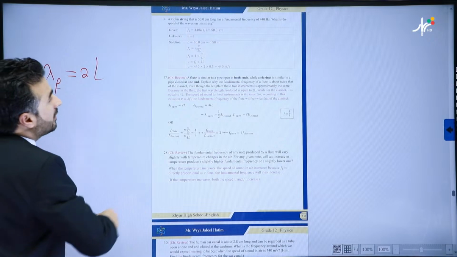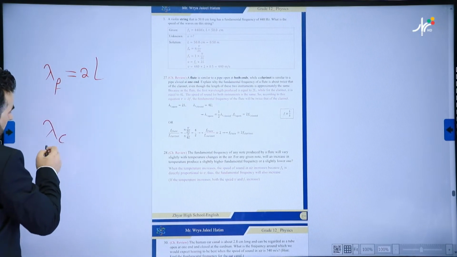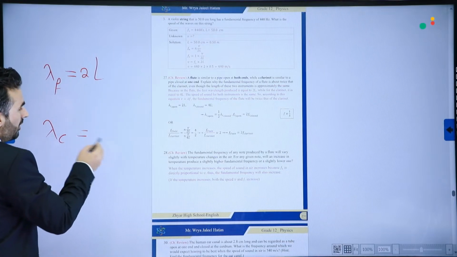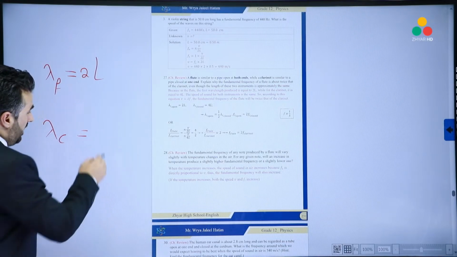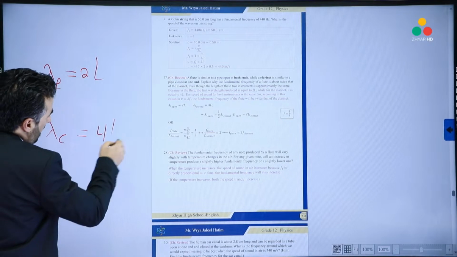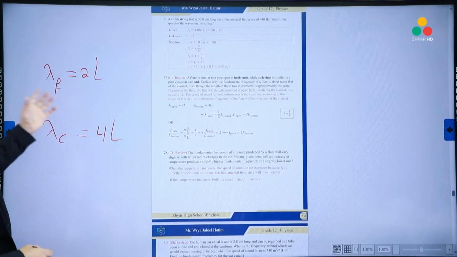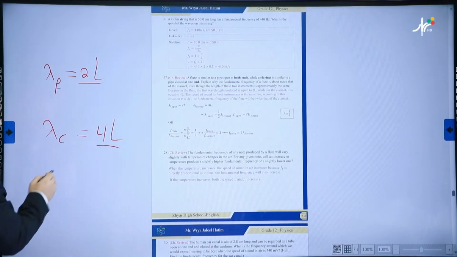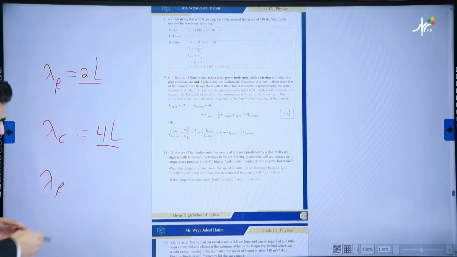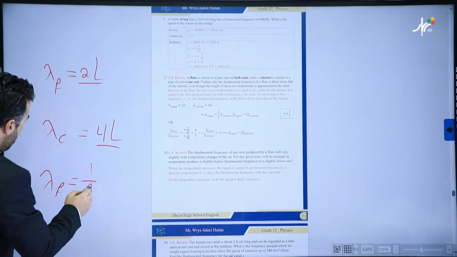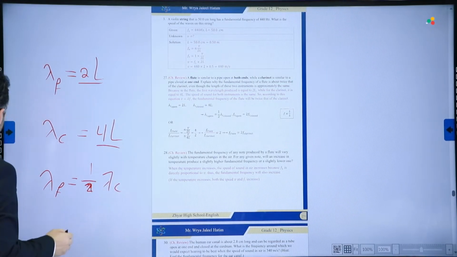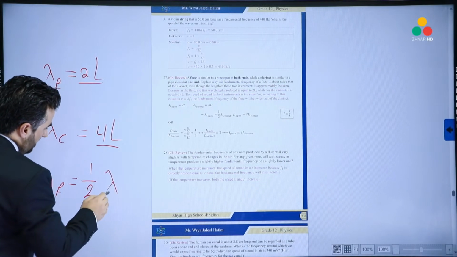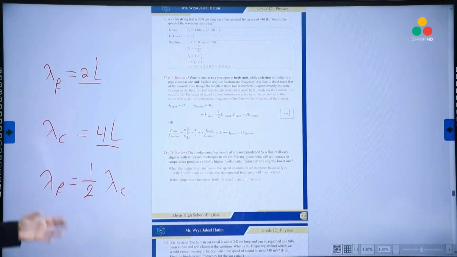But for the clarinet here, I'll use lambda c, standing for clarinet, equals what? For a clarinet, a pipe that is closed at one end, the wavelength equals 4 times the length here. So if you compare the two, this is 2L, this is 4L. So can I say the wavelength of the flute is half of the wavelength of the clarinet? If you are following and understand this, that means you have understood half of the concept here.